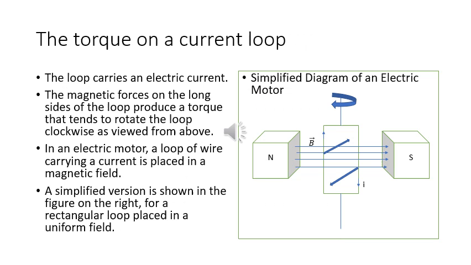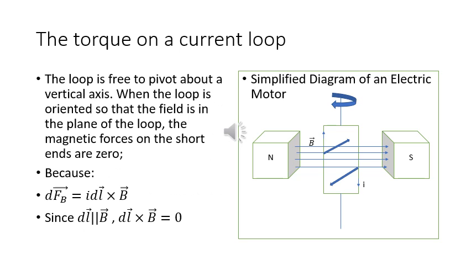The loop carries an electric current. The magnetic forces on the long sides of the loop produce a torque that tends to rotate the loop clockwise as viewed from above. In an electric motor, a loop of wire carrying a current is placed in a magnetic field. A simplified version is shown in the figure on the right for a rectangular loop placed in a uniform field. The loop is free to pivot about a vertical axis.